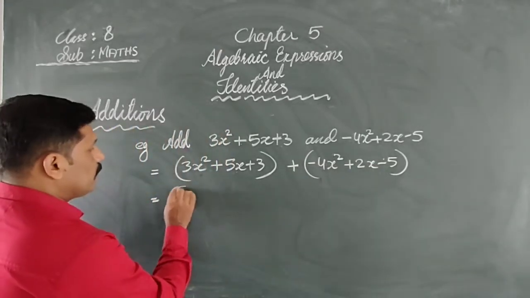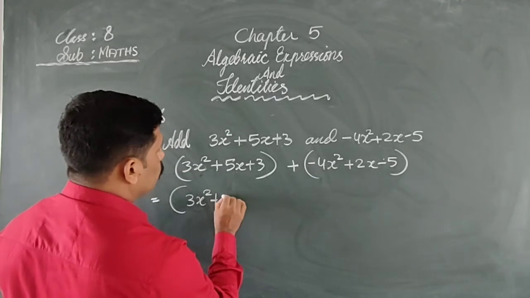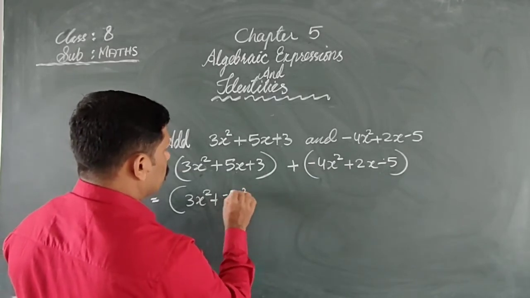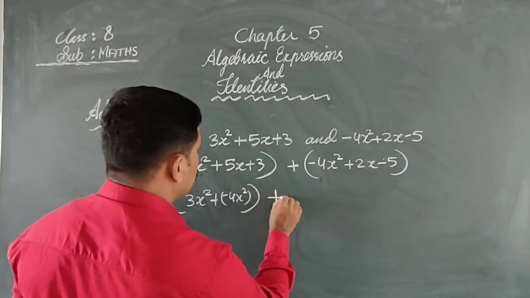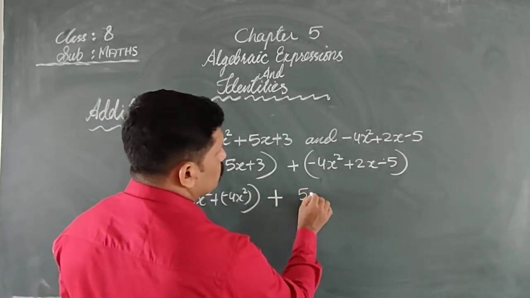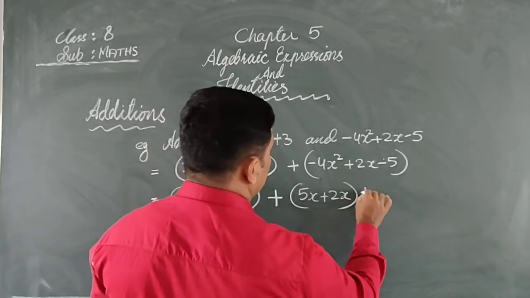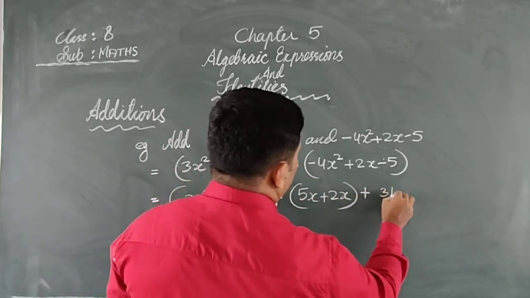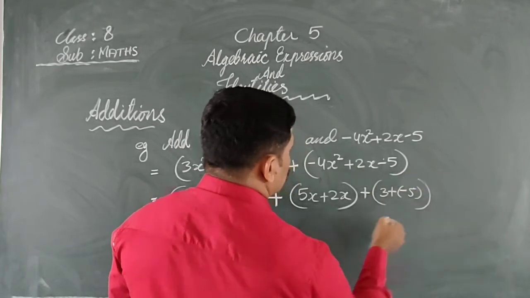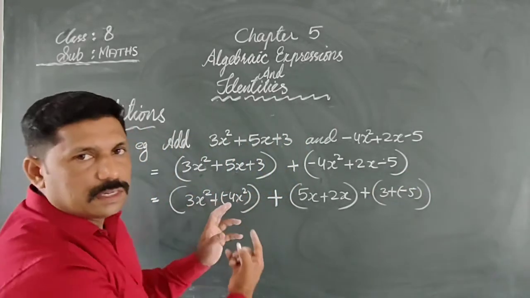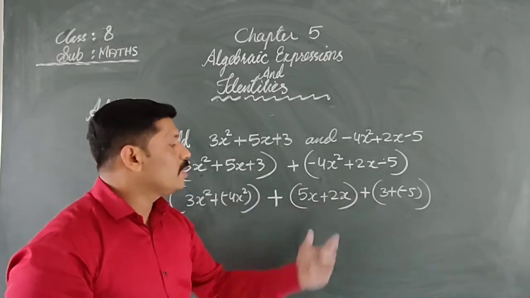So we take 3x square plus negative 4x square. These two are like terms that we have taken. Next plus, next 5x plus 2x. This is also a like term, then plus 3 plus negative 5, constants. So all the like terms we have taken and grouped in the same groups, and now we can add.